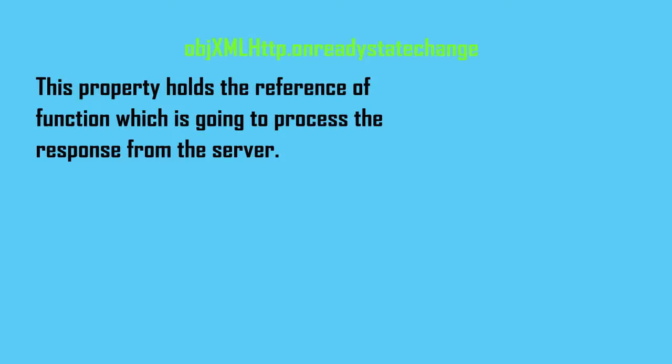This XMLHttpRequest has several properties. Now let us look at these properties. Property 1 is, as you can see from this code, object.XMLHttpRequest.onreadystatechange. This property holds the reference to a function which is going to process the response from the server. The procRequest is the function which will process that particular response.